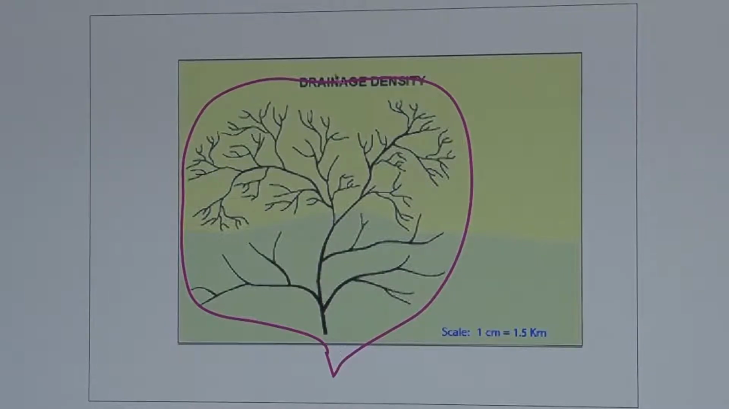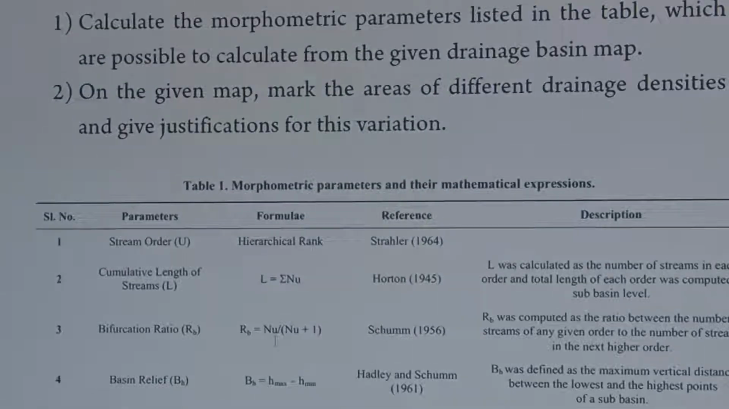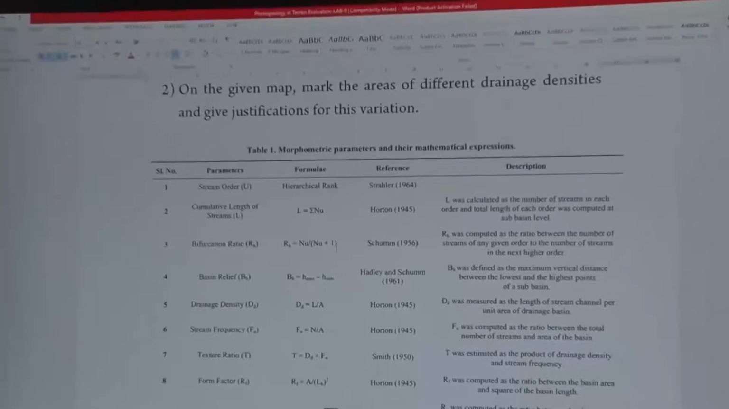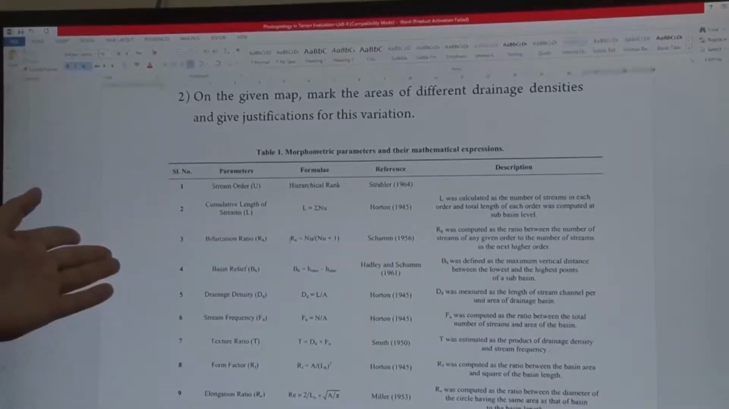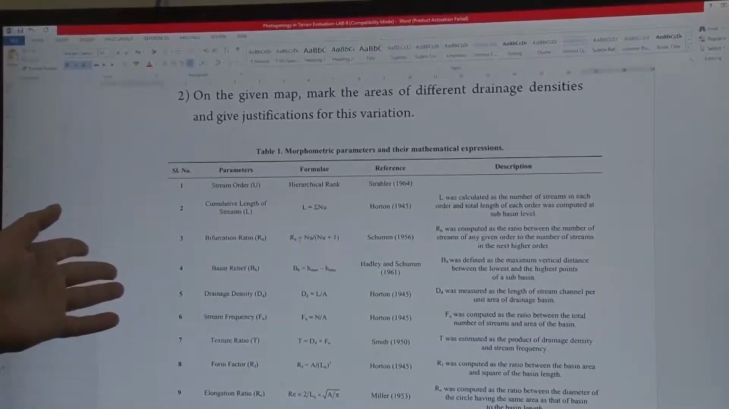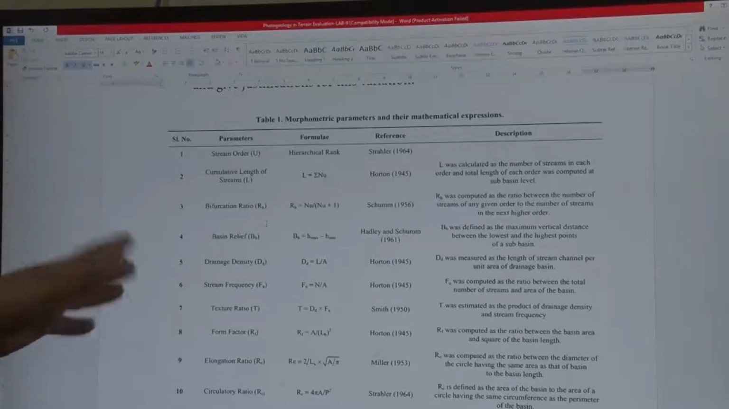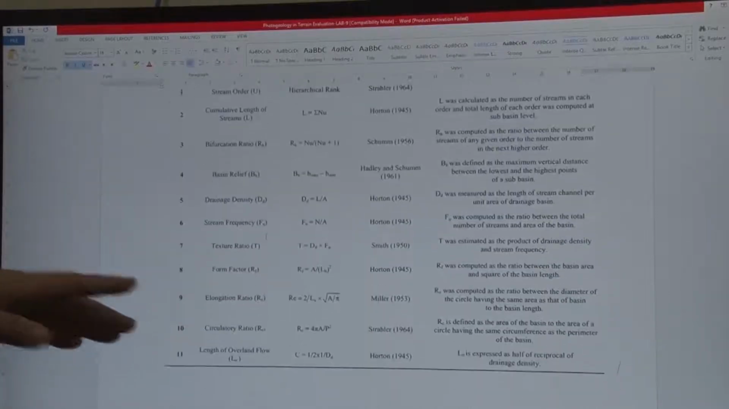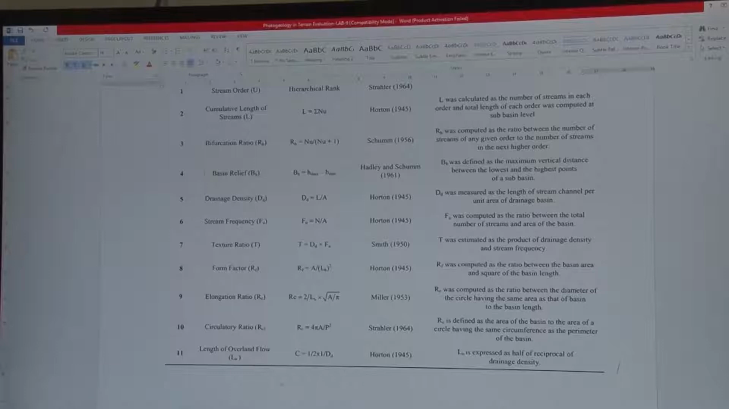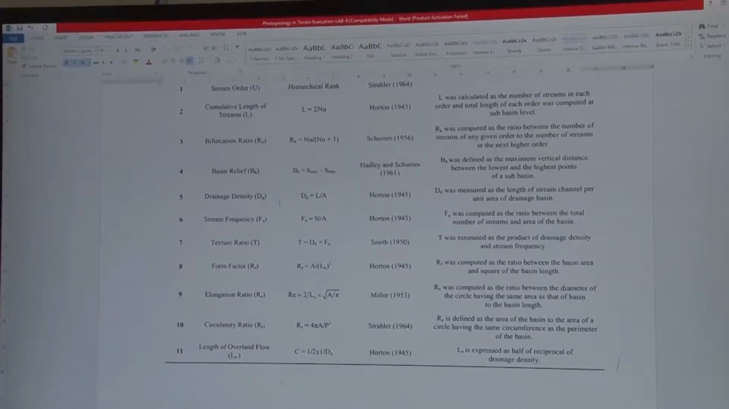So first count the total number of streams in the first order, then calculate the total number of streams in the second order, then divide Nu by Nu plus 1. So you will get the bifurcation ratio. What it indicates has been explained earlier in the first part.